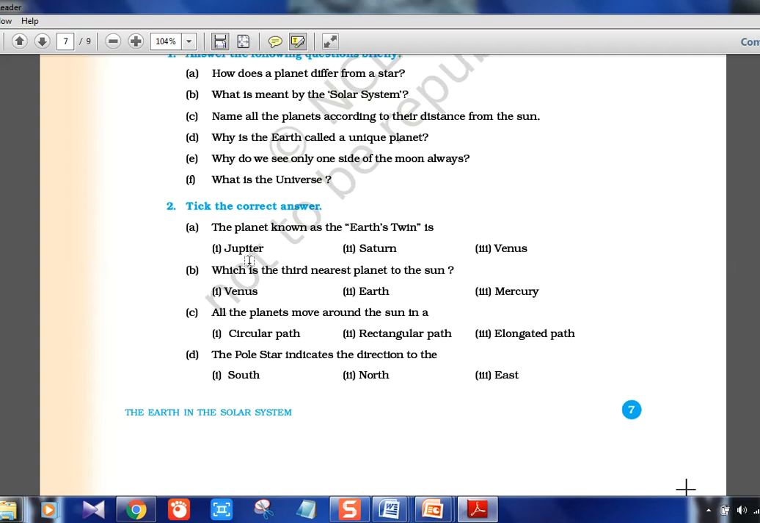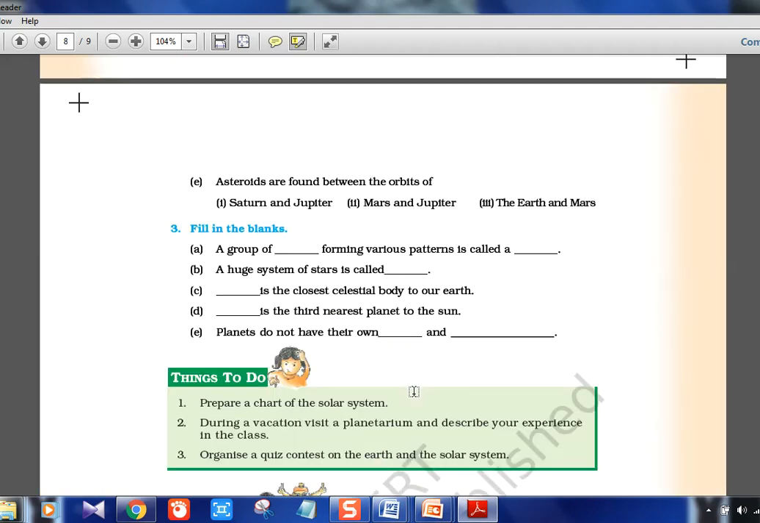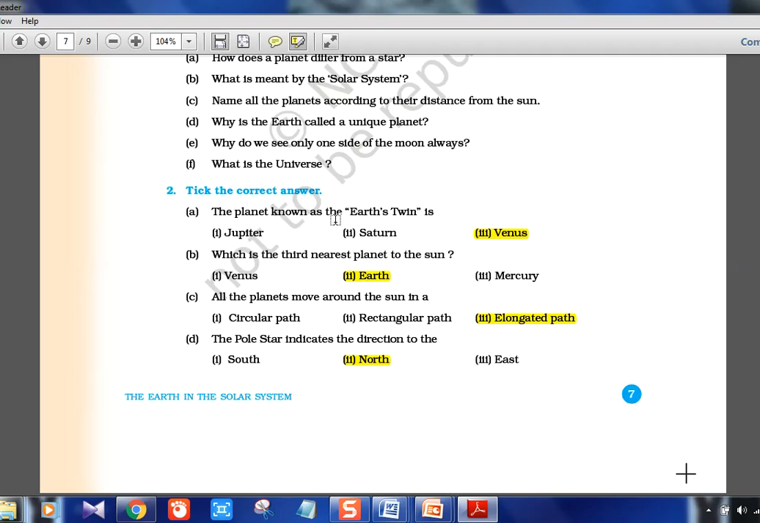Earth's twin is Venus, third nearest planet to the sun, Earth. All the planets move around the sun in an elongated path. The pole star indicates the direction to the north. So done. This chapter will not have anything more than what is given here, so don't even read it. That is how you have to finish off. The asteroids are found between Mars and Jupiter. This fill in the blanks also, if you want, you do. I don't think it becomes very important. So that is all you need to do for NCERT.